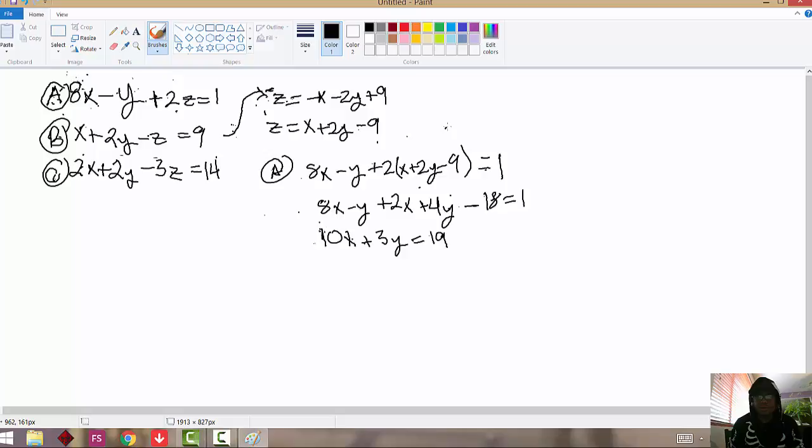Next, we're going to go up to C now and substitute Z in there as well. So we have 2X plus 2Y minus 3, and the substitution of Z is X plus 2Y minus 9, and then it equals 14.